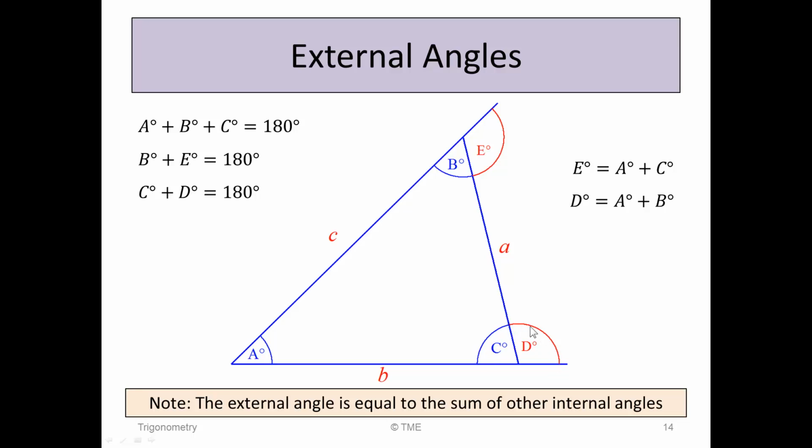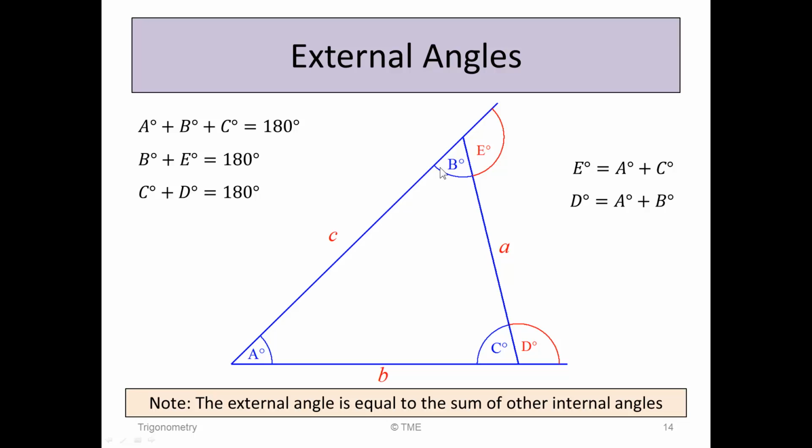C plus D equals 180, but equally C plus B and A equals 180 because the three internal angles add to 180. So A plus B plus C is 180, but also C plus D is 180. Now C and D 180, A, B and C is 180. They both share C in common, so it means that D must equal A plus B. And over here we can see that D is A plus B, or this external angle here, D, is the same size as the sum of the other two.